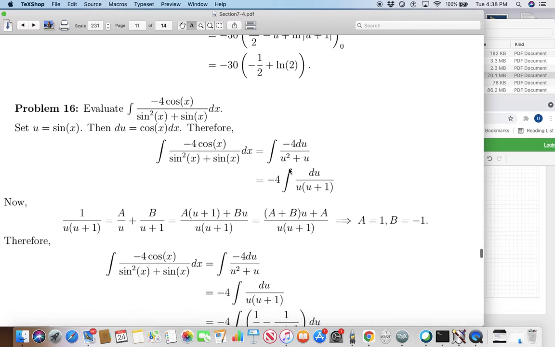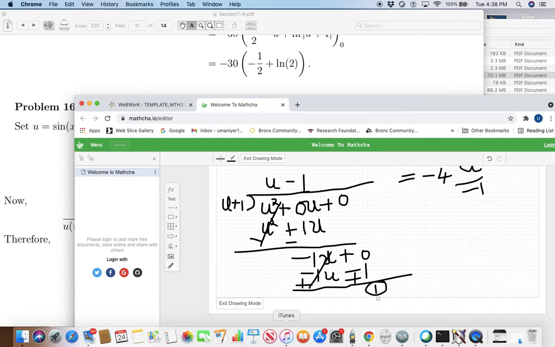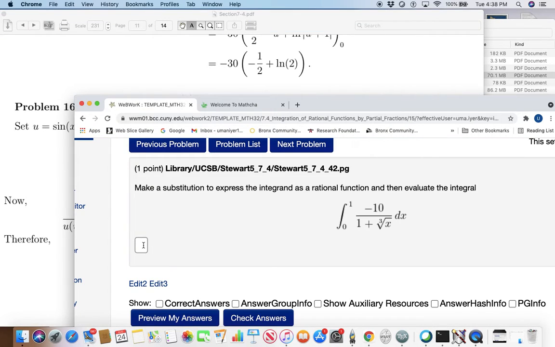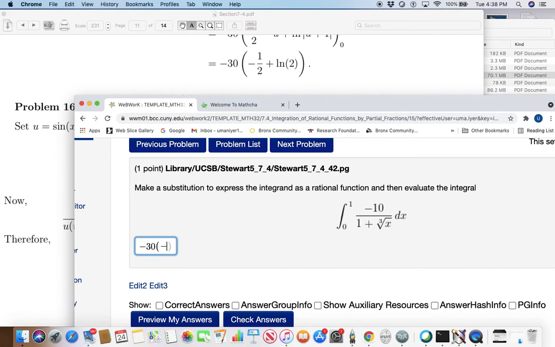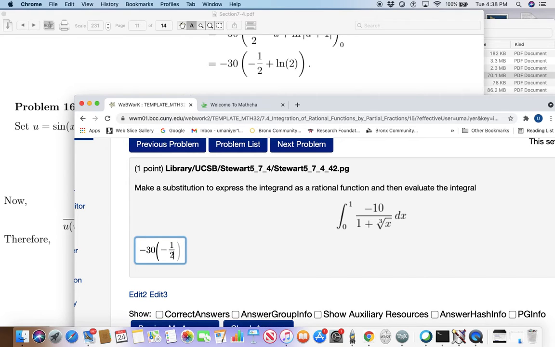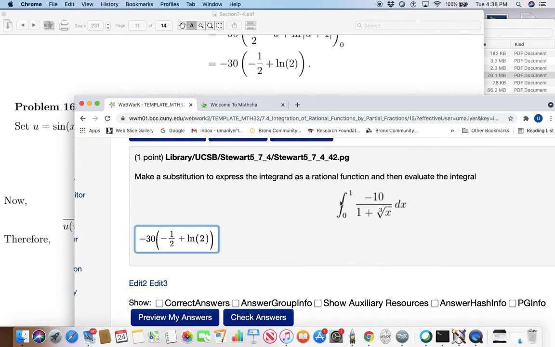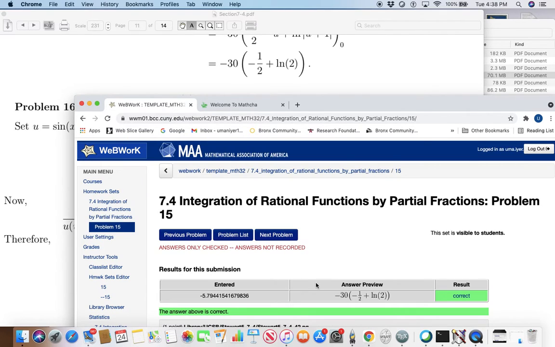Negative 30 times negative half plus natural log 2. Because this is a definite integral, there is no more constant of integration. Good. Next problem.